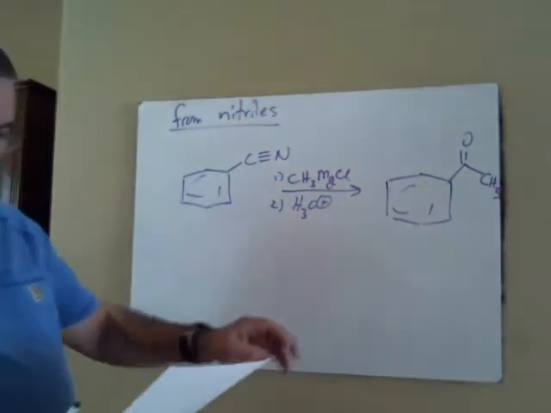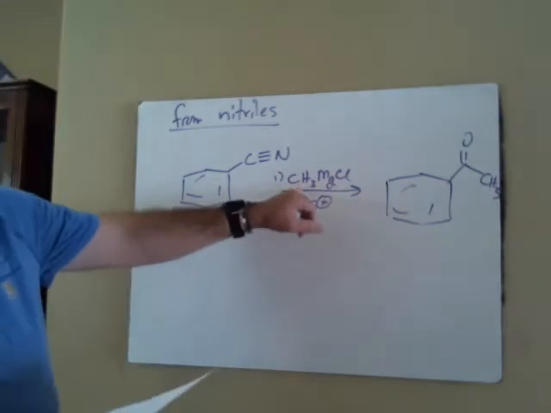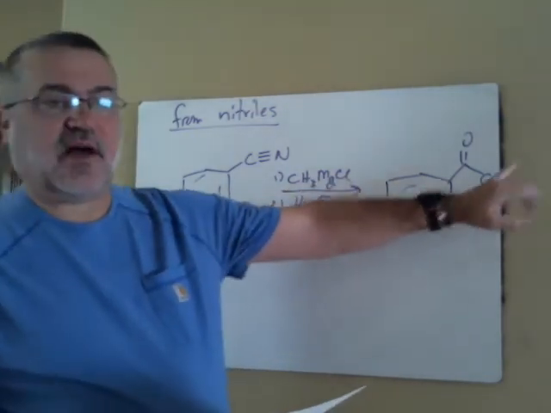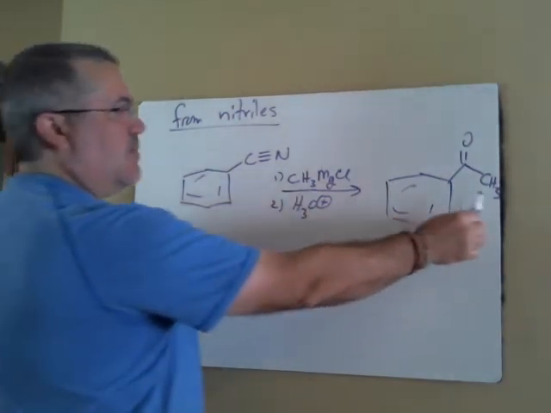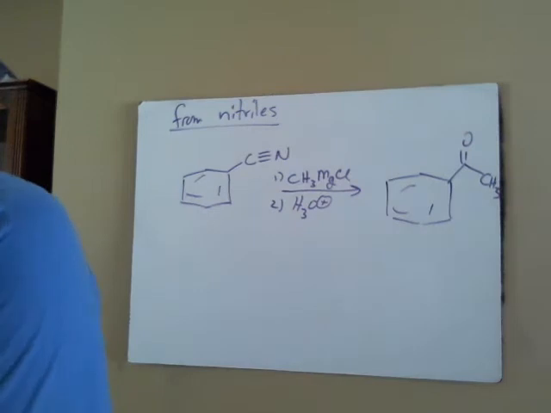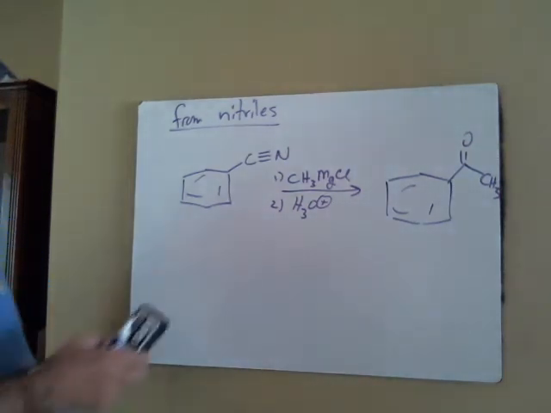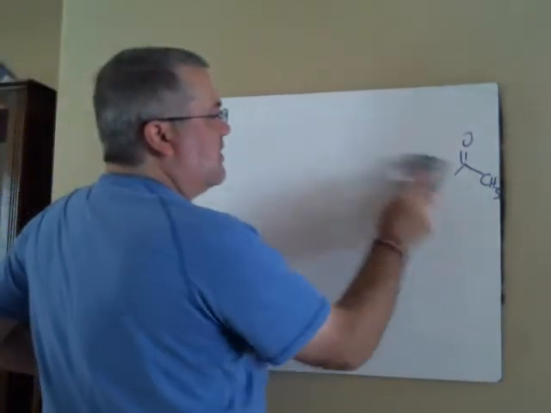And whatever this R group is, from the Grignard is what's going to be on that side of the ketone. So, if you change this R group, you're changing that position. But a very good way of making ketones. All right, so that concludes ways to prepare aldehydes and ketones.